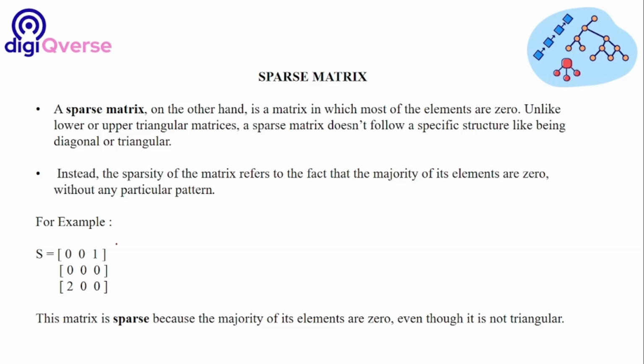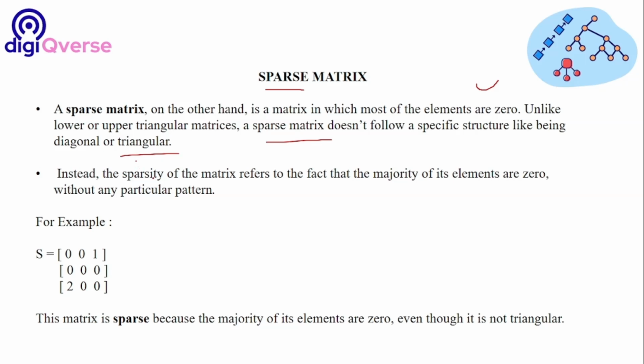Now come to the topic called the sparse matrix. A sparse matrix, on the other hand, is a matrix in which most of the elements are 0, partially like in the upper and lower triangular matrix. But unlike the lower and upper triangular matrix, a sparse matrix does not follow any specific structure or rule like being diagonal or triangular. A sparse matrix does not follow any rule that the elements below the diagonal and above the diagonal must be 0. A sparse matrix does not contain such a rule, okay?